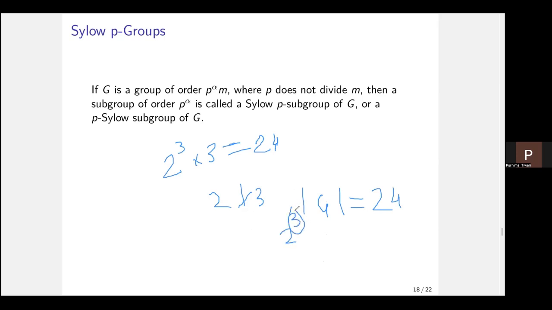Now why 3 and not 2 or 1? Because for a Sylow p subgroup, the order of the Sylow group must be the highest power of the prime mentioned here. That is the alpha. I think we'll better understand this with other examples. Let's move ahead.